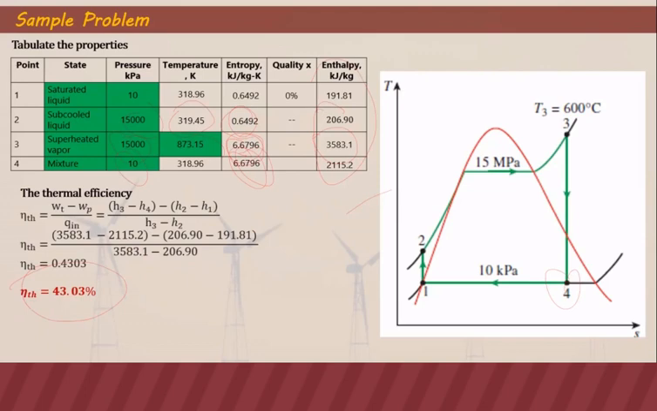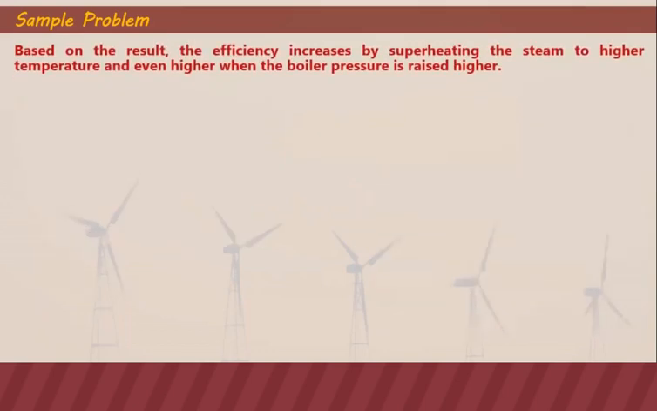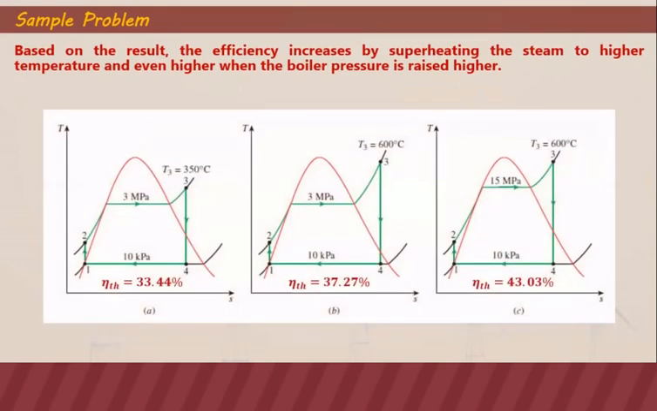Therefore, superheating the vapor to a high temperature will increase the thermal efficiency, and at the same time, increasing the boiler pressure will also increase the thermal efficiency. Based on the result, the efficiency increases by superheating the steam to a higher temperature, and even higher when the boiler pressure is raised. You can see here the comparison of the thermal efficiency for the different simple Rankine cycles. Just by modifying some operating conditions, you can see an increase in the thermal efficiency.